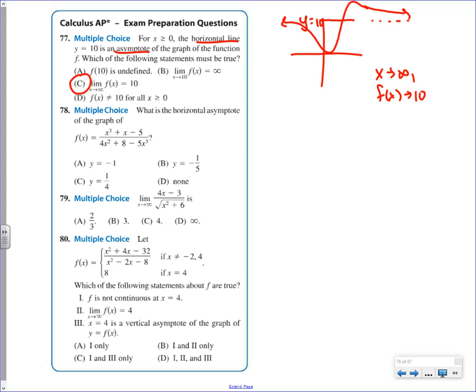Okay, good. Number 78, the degrees are tied, true? Final answer should be negative 1/5. I didn't see that the bottom is negative. Oh, you didn't see that? You tried to. I told you.